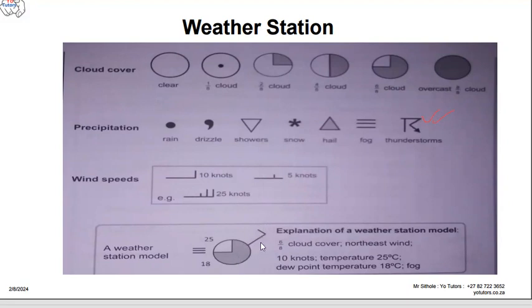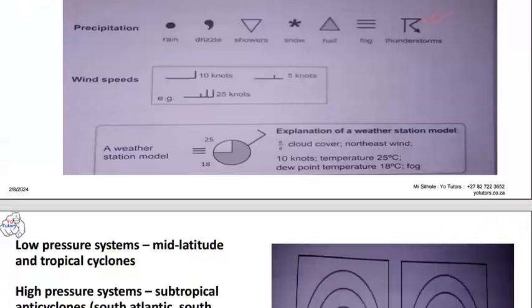Here we also see that there is wind speed. This is the arrow here, and these bars: if the bar is outside, it represents 10 knots, because wind speed is measured in knots. If the bar is inside, only one bar is 5 knots. When you have it like this, it's 25, because we're saying 10, 10, and the 5. Then the wind direction, where this stick is pointing, is actually a northeast wind. So let's move on to the next slide.